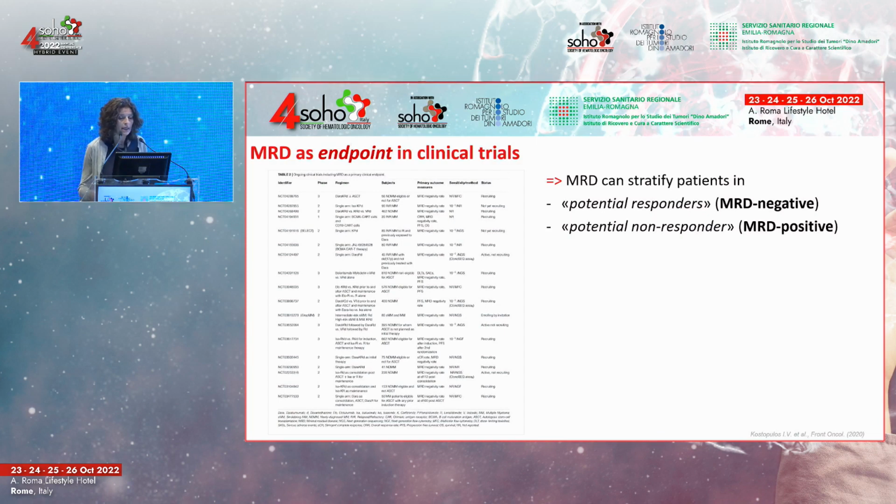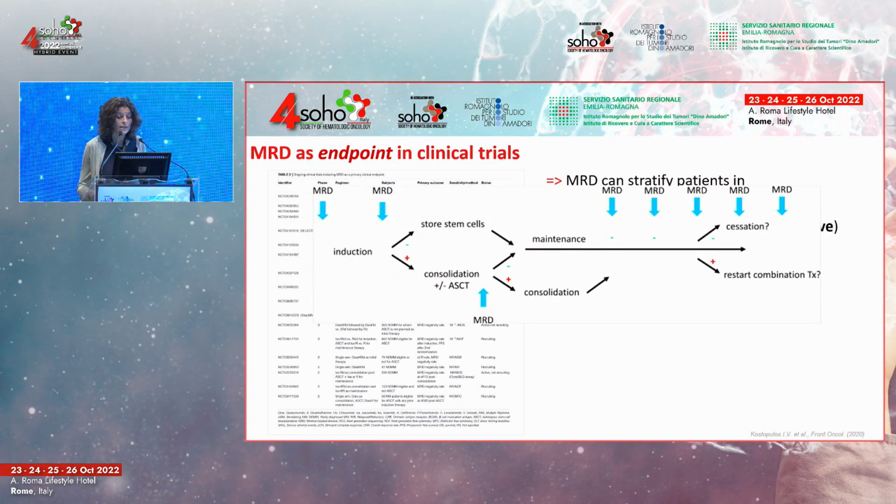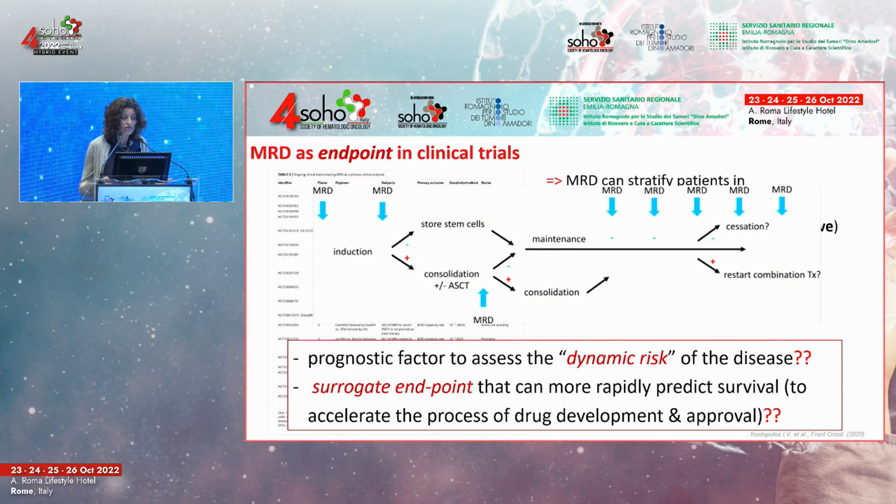And since MRD can very efficiently stratify patients in potential responder MRD negative and potential non-responder MRD positive, it is commonly evaluated in the context of clinical trial at different time points with the specific aim to demonstrate that MRD negativity can be employed as prognostic factor to assess the so-called dynamic risk of the disease or as a surrogate endpoint that can more rapidly predict survival in order to accelerate the process of drug development and approval.